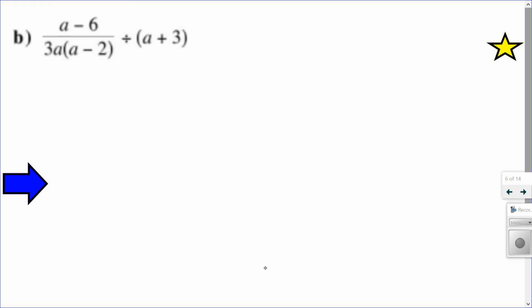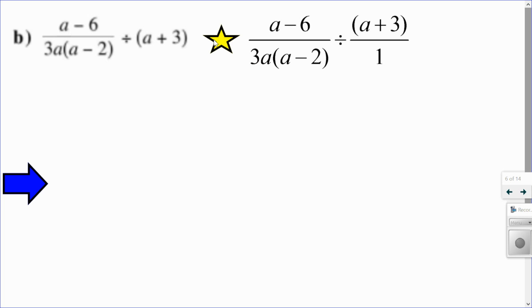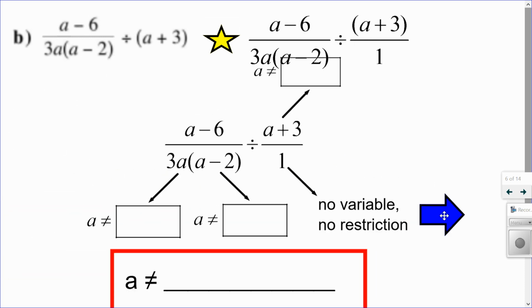Okay, so for this one here, first thing I have to do, obviously, is factor. So I'm going to factor that, but notice I don't have a denominator on my second fraction, so I have nothing to flip. So the first thing I'm going to do is write it like that, so it has a denominator, so now I can flip that second fraction. Okay, so let's state the non-permissible values.